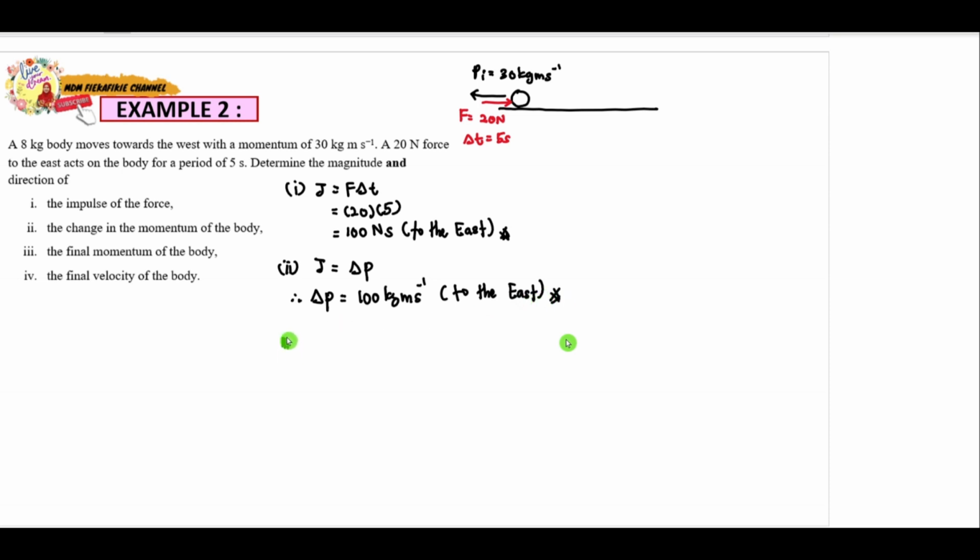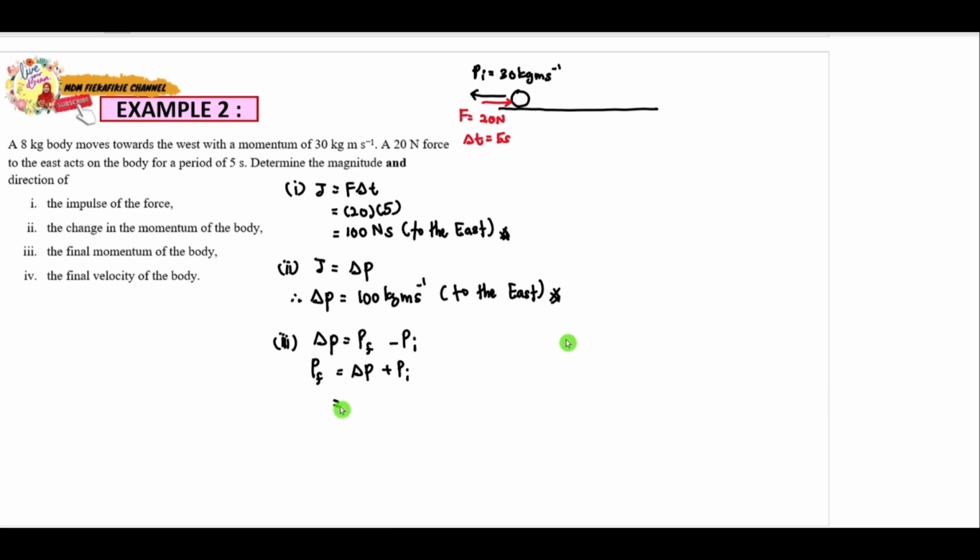Okay, and number 3, so we want to calculate the final momentum since delta P is equal to final momentum minus initial momentum. So we can calculate final momentum is equal to delta P plus P initial. Alright, so now let's substitute all the values.